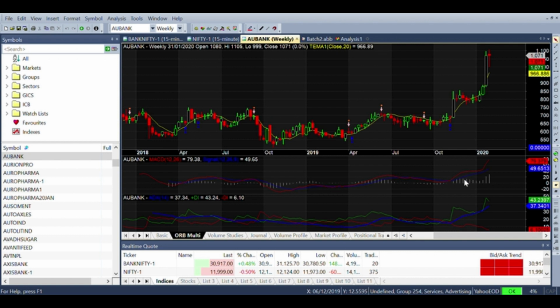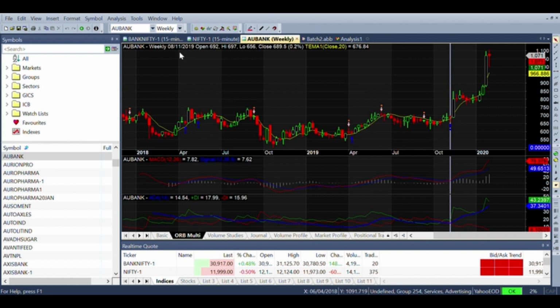There is a small additional factor which you need to look at: this cross junction should be in the positive territory in the MACD. In this case, here is the cross junction. You can click on the candle and see. This is the candle in which MACD became more than signal.